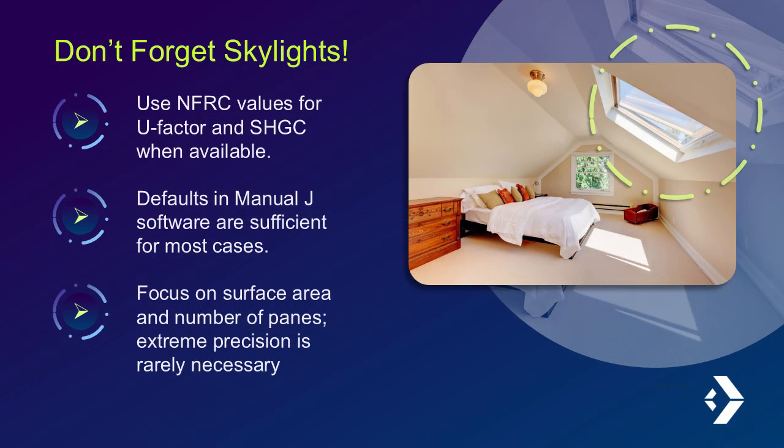And finally, don't forget skylights. Similarly, they'll have a U factor and SHGC rating that's best taken from NFRC values. But if you don't have those, the defaults within the Manual J platform can work. Very few homes have enough skylights to make a substantial impact on the overall heating or cooling load. Here's one area where extreme precision is probably not worth it. Just get the surface area and the number of panes right, and let the defaults do the rest.